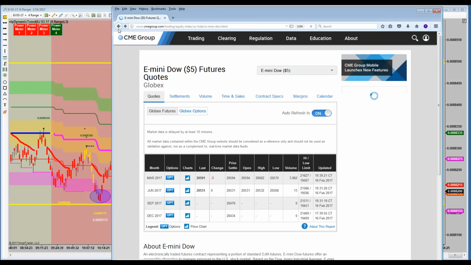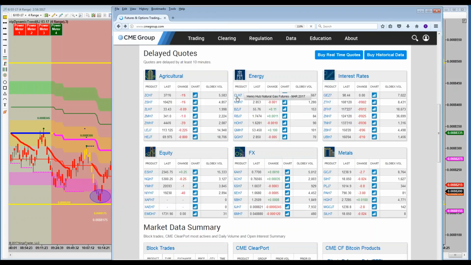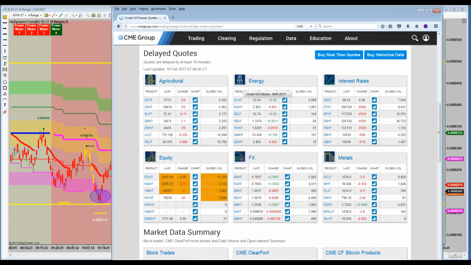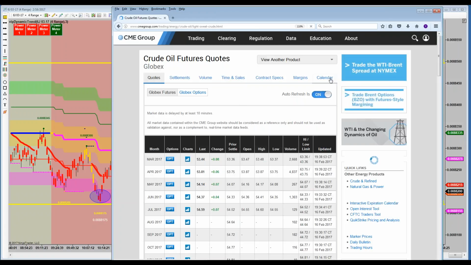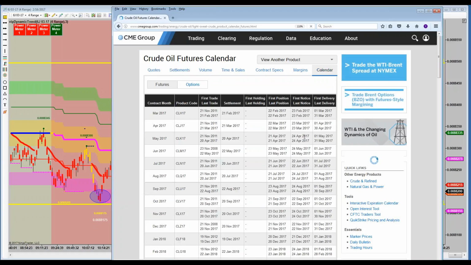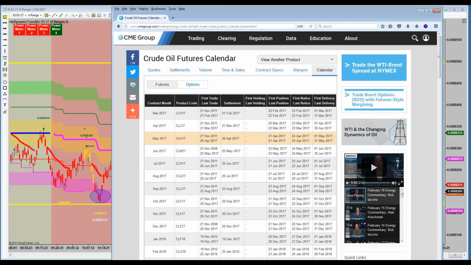All right, we'll do one more for you crude oil traders. Here's crude. Click on the crude. Go up to the calendar, right? When's the last trade on crude here? And what if you're going to fade that a week, what is that?